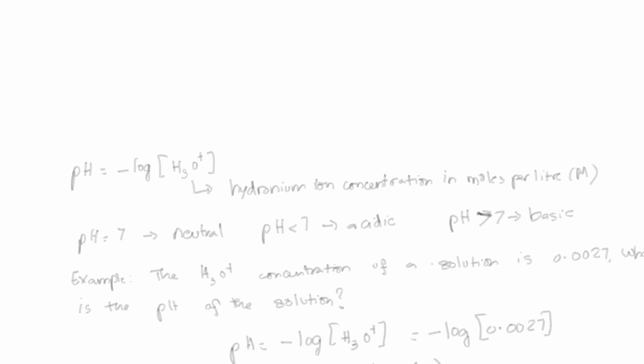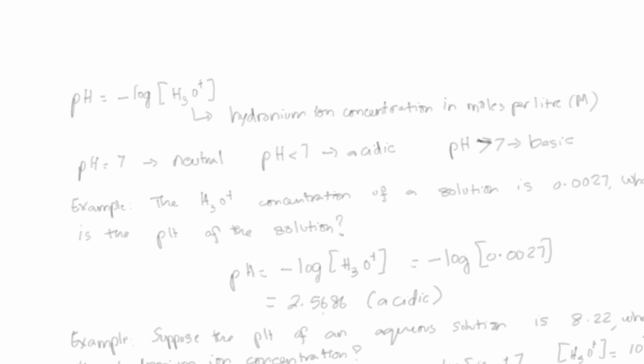Here is the first example. Suppose the concentration is given for a solution, and it turns out to be 0.0027. What is the pH of the solution? This problem just requires you to plug in the given concentration in the formula. So I take 0.0027, plug it in the formula for H3O plus concentration. I find the answer to be 2.5686, which makes the solution acidic.